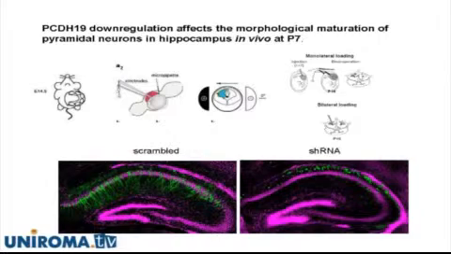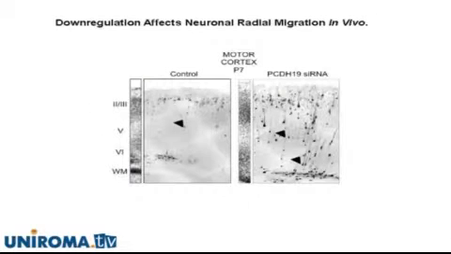This is the image of the hippocampus. In green, we've shown the imaging of the neurons, and with the silencing of the protocadherin, this is what happens. You can immediately appreciate what happens here. There is, as a matter of fact, a non-appropriate localization of neurons. Most probably there is a reduction in number of neurons, a non-appropriate localization, and a defect of the migration. So this is what we observed at cortex level as well.